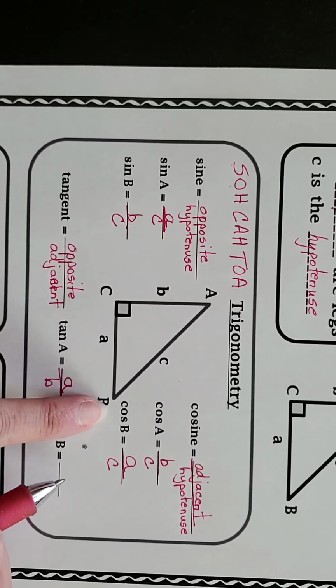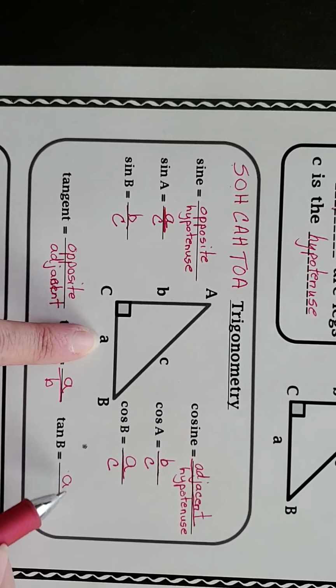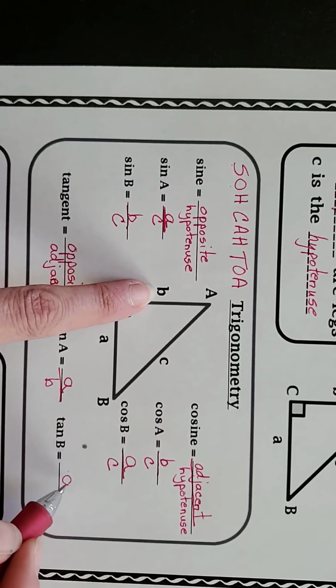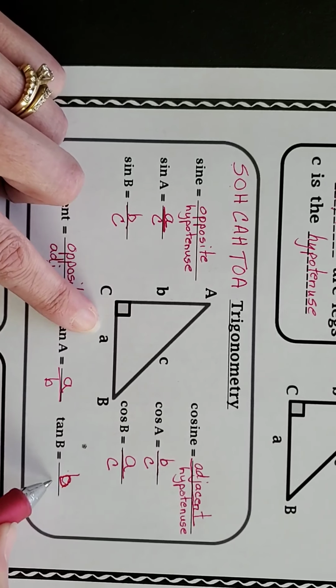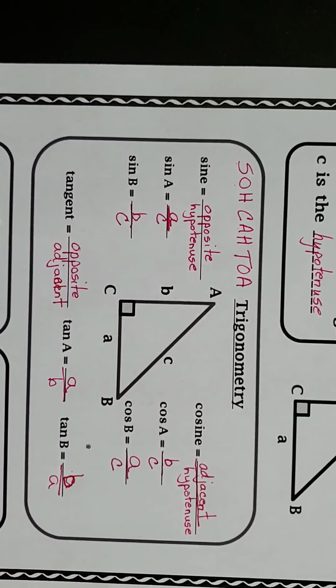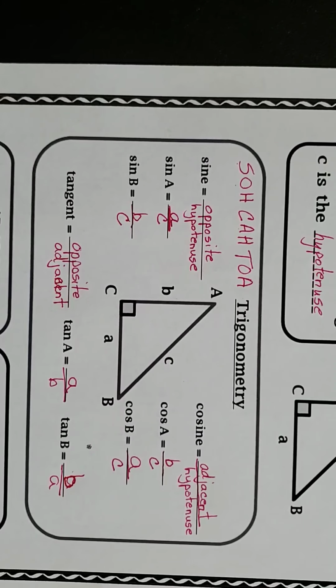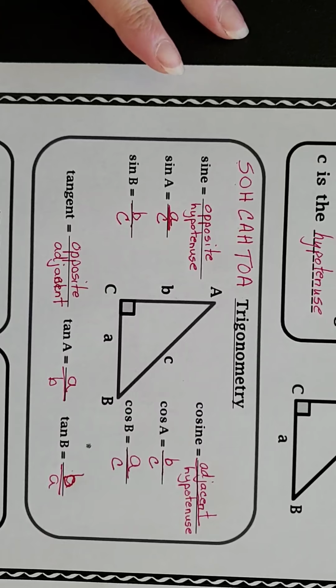From angle B, the opposite would be side B over the adjacent of side A. And those are our three trig functions. Hopefully that feels familiar to you.